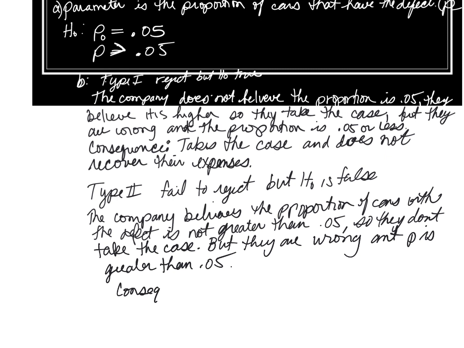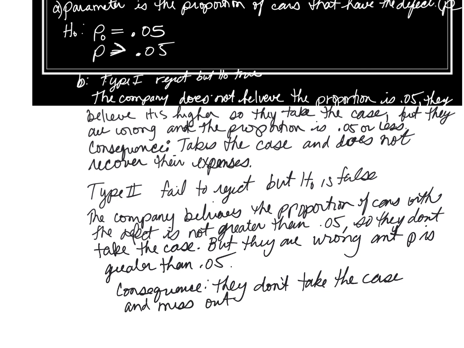Consequence is they lose out because they don't take the case, but they would have won. If it's greater than 0.05, they would have won, so they miss out on making a lot of money. You can see how this idea of hypothesis testing and error comes into play in all different kinds of fields.